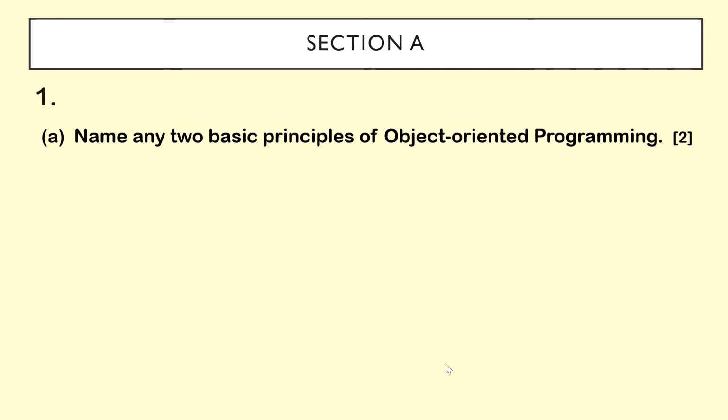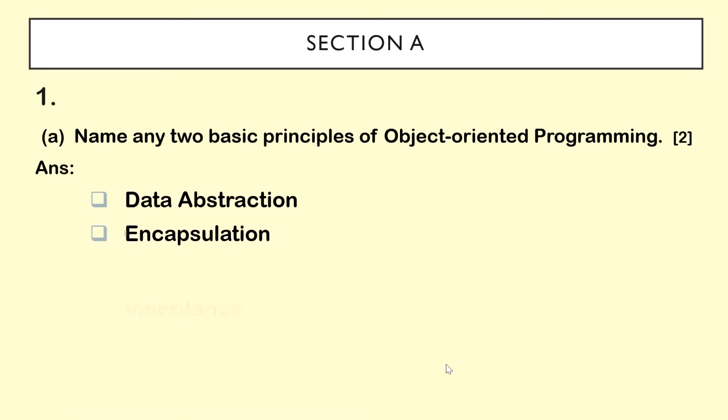The basic principles for object-oriented programming, there are basically 4. So I'm not going to name only 2, I'm going to name all the 4. So first one is your data abstraction, second encapsulation, third is inheritance, and fourth is polymorphism.